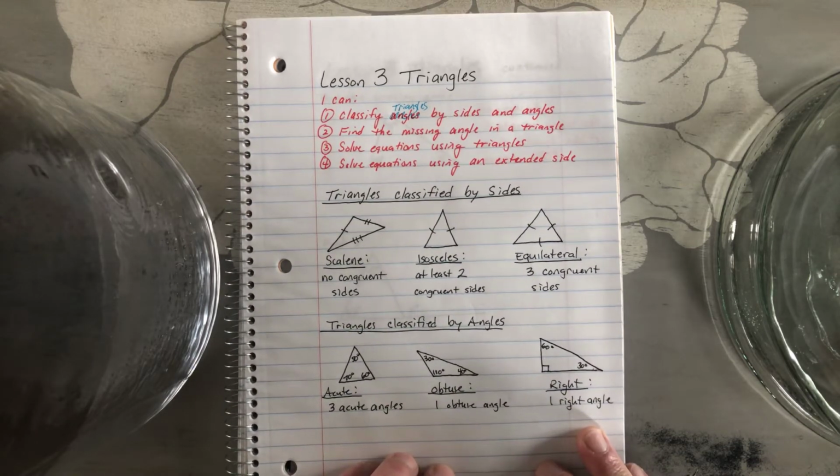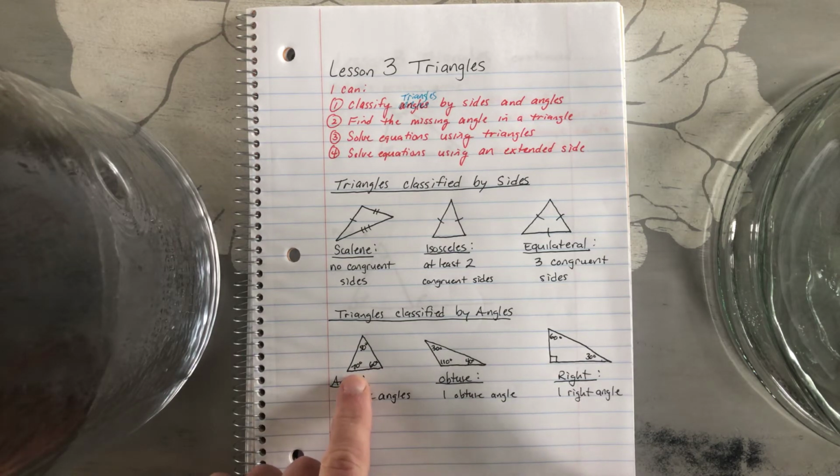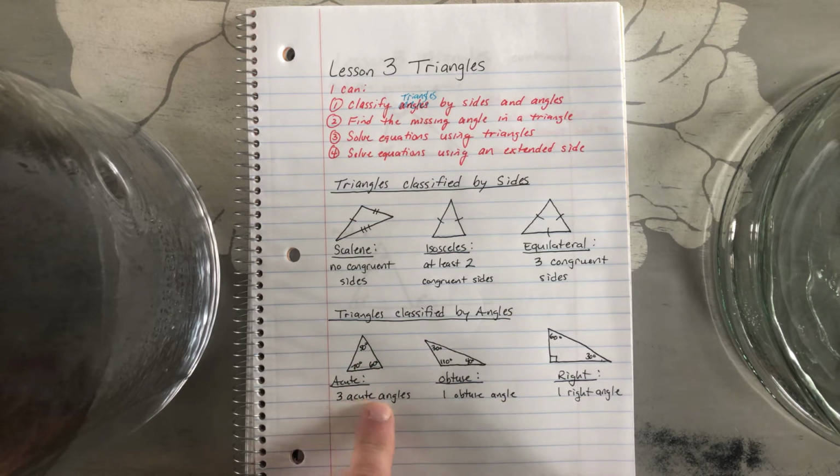You can also classify triangles based on the angle measurements. Here we have a triangle that has a 70-degree angle, a 60-degree angle, and a 50-degree angle. It has 3 angles and they're all acute. Therefore, this is called an acute triangle.